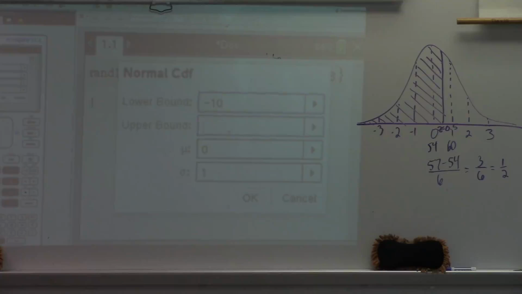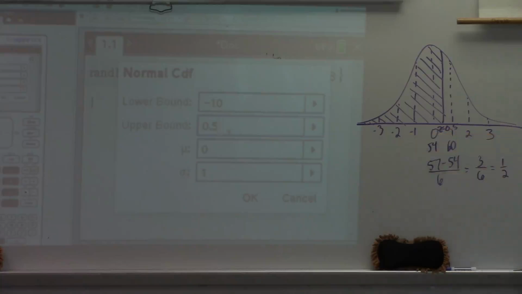And then what's my upper bound? What was my upper bound? Remember how I stopped shading at that z-score of 0.5? Okay, so I do an upper bound of 0.5. And remember our original curve had a mean of 54 and a standard deviation of 6, but we converted it to the standard normal curve. Whenever I use a z-score, that's a standard normal curve, so what's my mean and standard deviation? So we can leave that there.